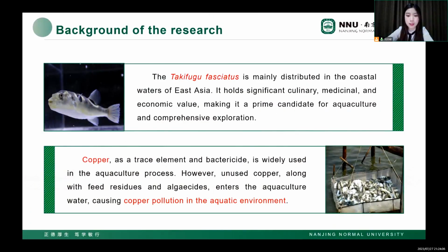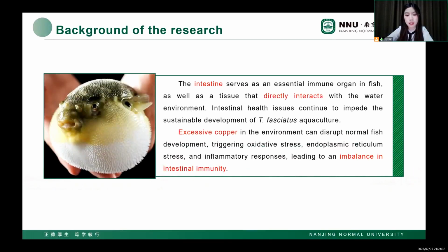T. fasciatus is a fish mainly found in the coastal waters of China, Korea, and Japan, and it has high economic value. Currently, the widespread use of copper has resulted in copper pollution in the aquatic environment and made T. fasciatus inevitably exposed to external copper. The intestine is a crucial player in the digestive system, which can directly interact with the water environment and handle environmental stress. And metal pollution in water can lead to an imbalance in the intestinal immunity of fish.